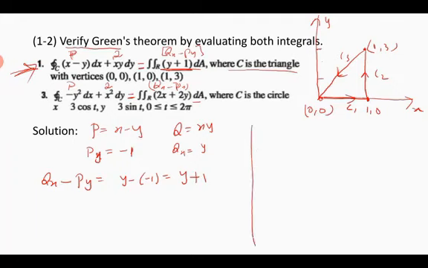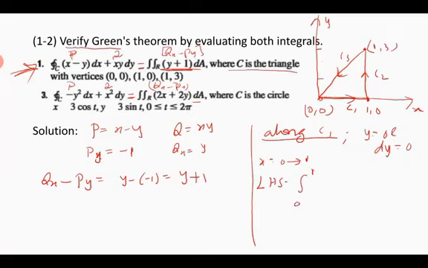Okay, we'll do it. Along C1 is the x-axis, right? So y is 0 and of course dy is also 0. X varies from 0 to 1. So substitute all this in the left hand side. Integral x varies from 0 to 1, x minus y is 0 dx plus dy, and y is 0, so the second term is obviously 0. So this is x square over 2 from 0 to 1, the answer is 1 over 2.